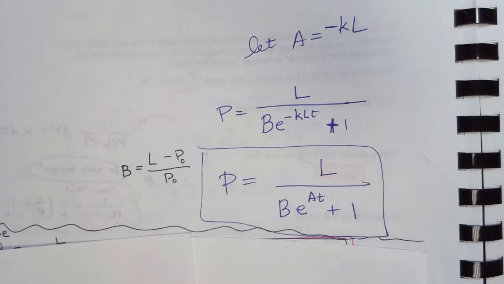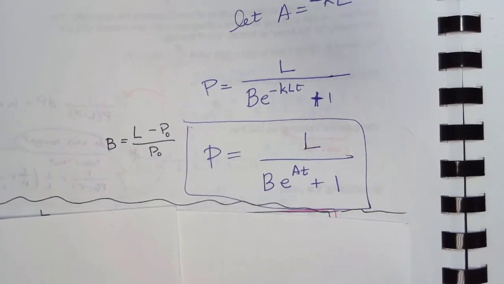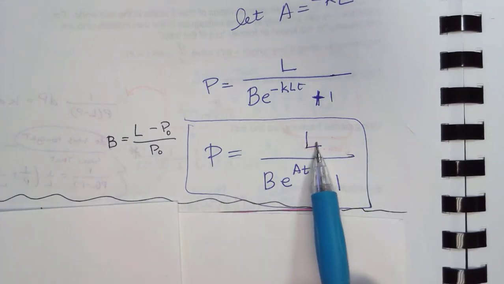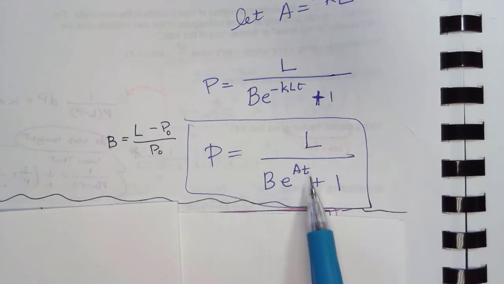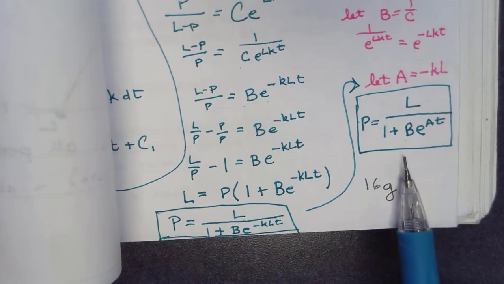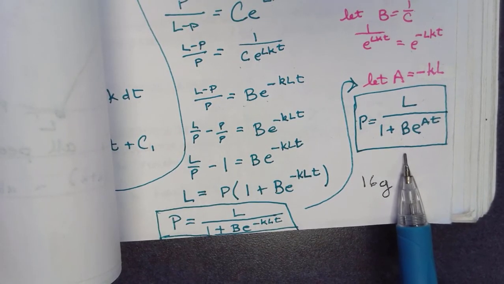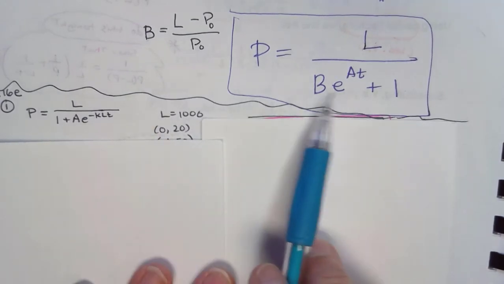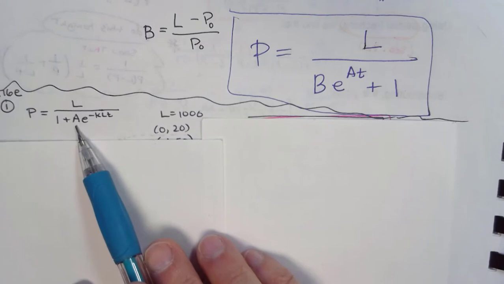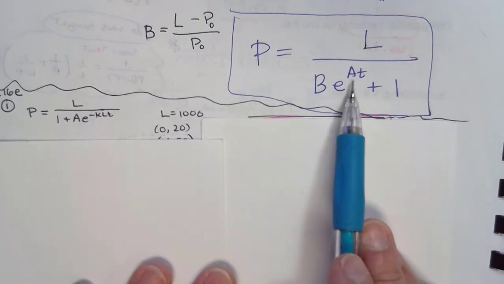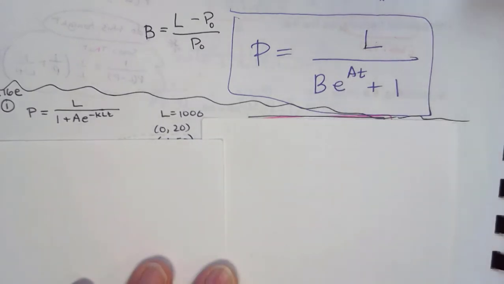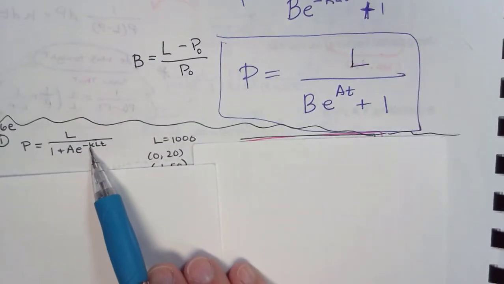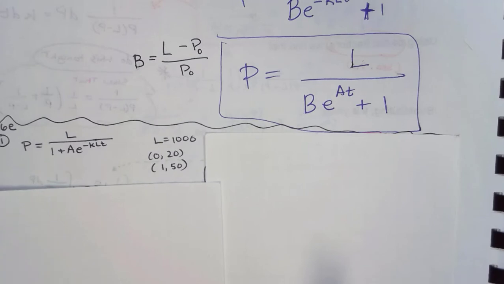Now, as I told you a minute ago, you're going to see several versions of that equation. Here's another one. P is L over B e to the AT plus 1. See, same thing we just did. And as I told you, this coefficient could be called A, could be called anything. And my A right here, which was negative K times L, could also just become negative KLT. So there's a lot of ways to represent it.